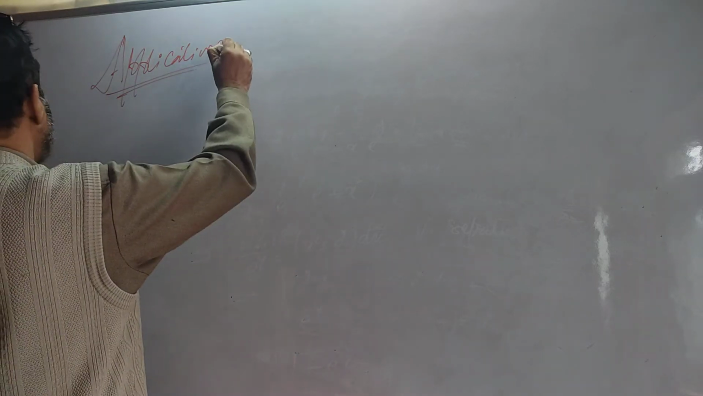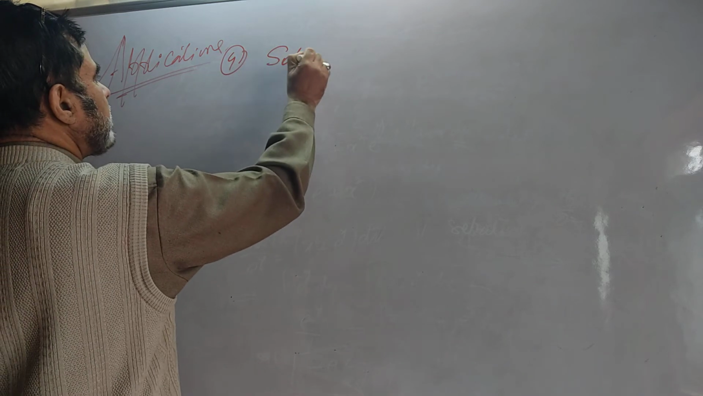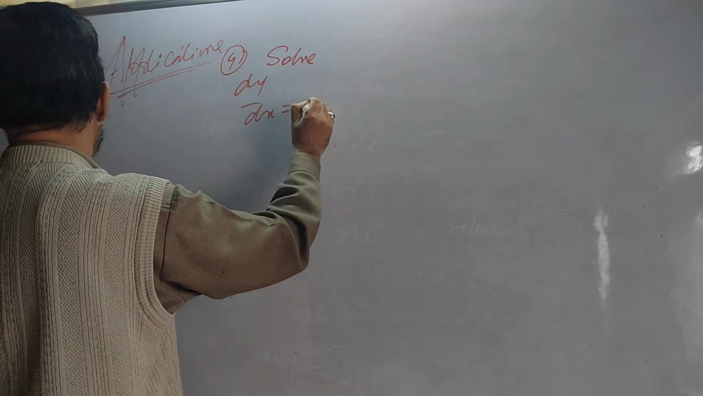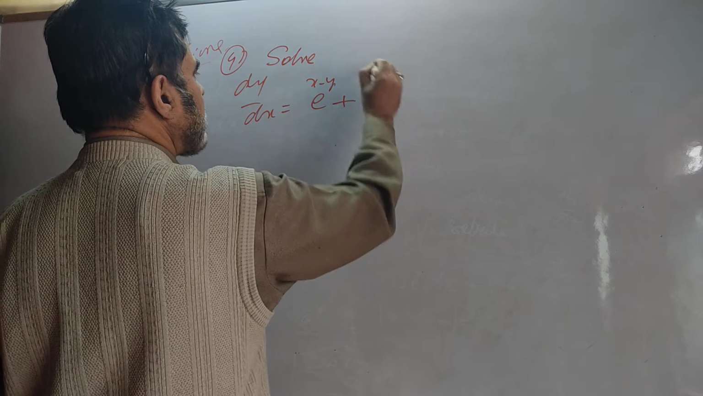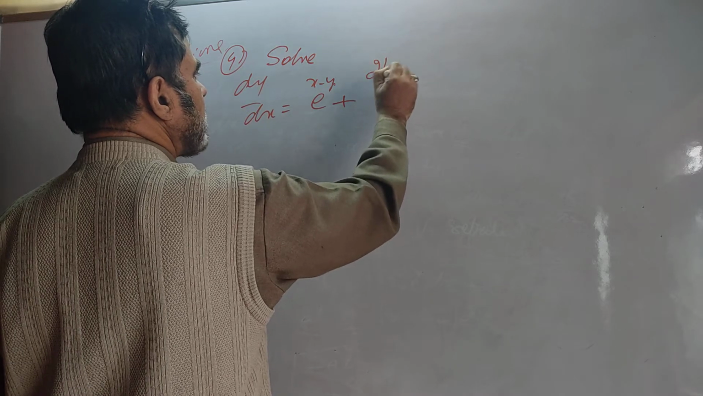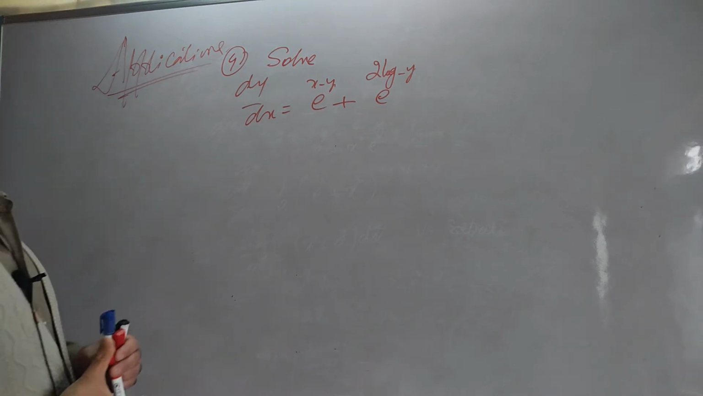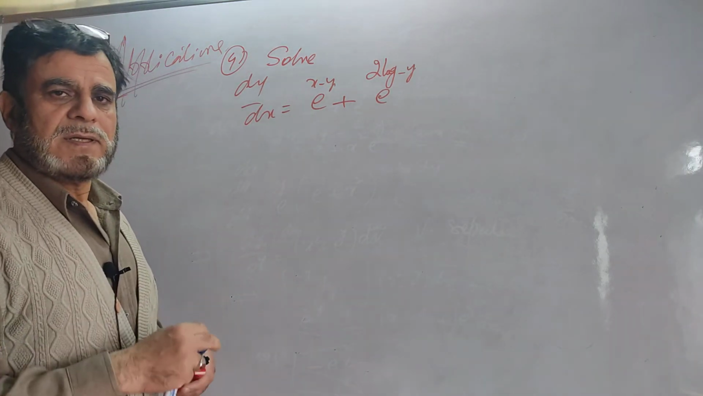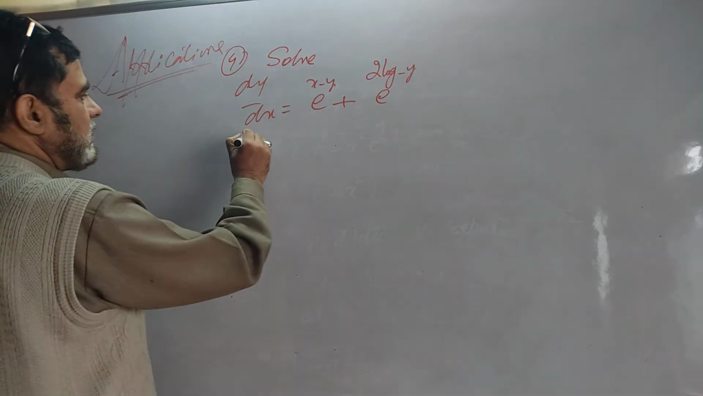Suppose we have a question here. This is the fourth one. Let us solve the differential equation dy by dx is equal to e raised to power x minus y plus e raised to power twice log x minus y. It is this. Solve this differential equation. Let me see, can we separate the variables here?